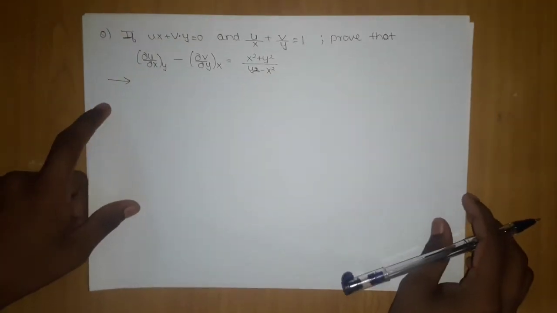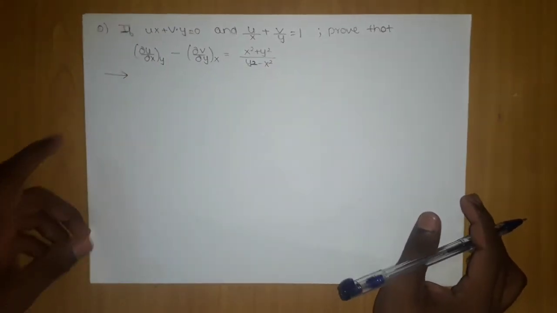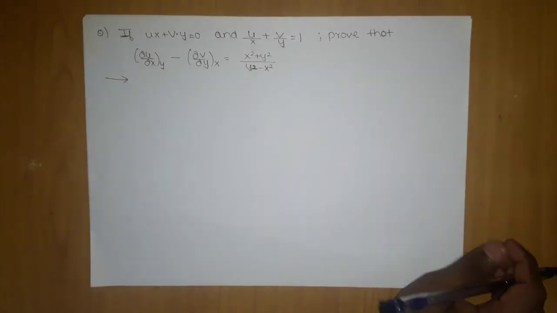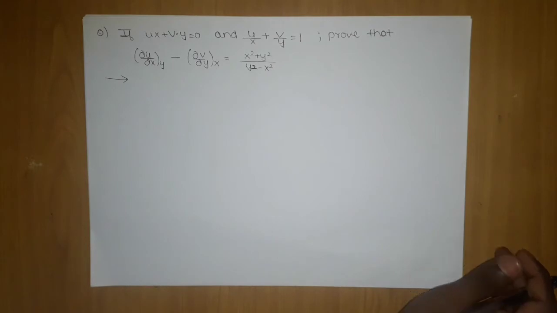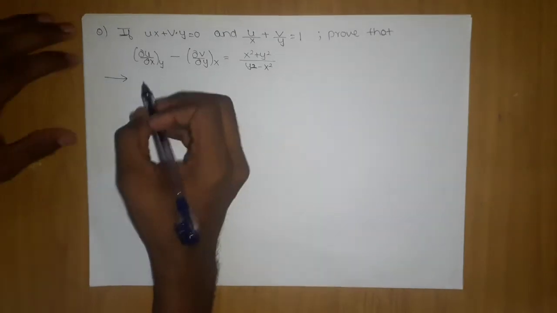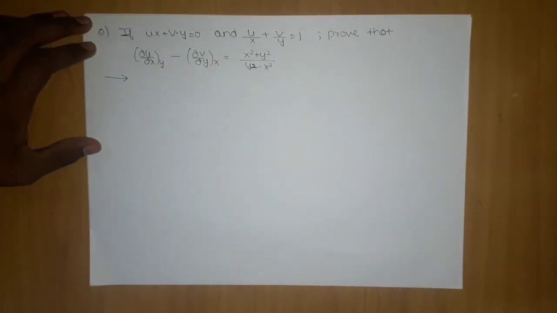So the next question which we are going to do is as follows. Let me take the question. Although it looks similar, it is different. It says if ux plus vy equals 0, u by x plus v by y equals 1, prove that dou u by dou x keeping y constant and dou v by dou y keeping x constant is equal to x square plus y square, the whole upon y square minus x square.